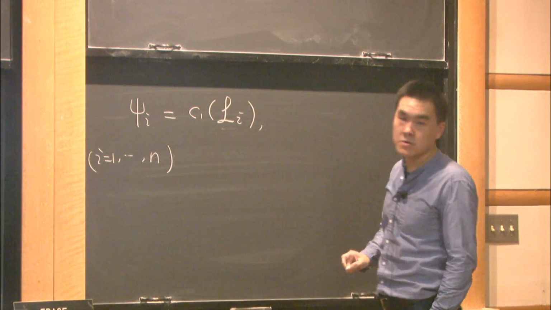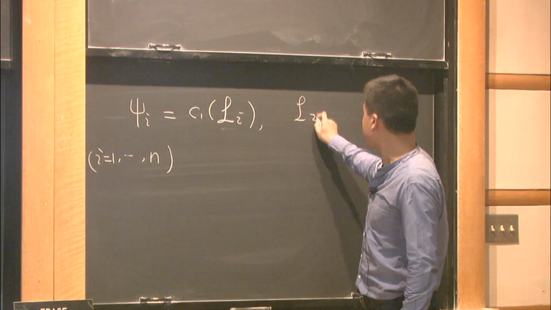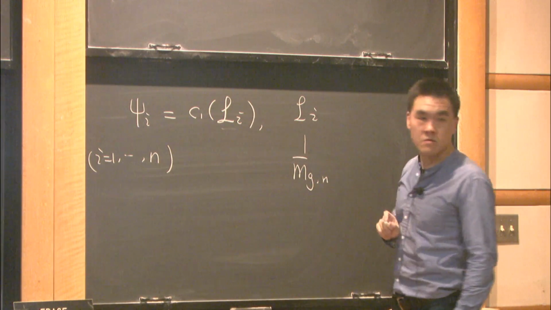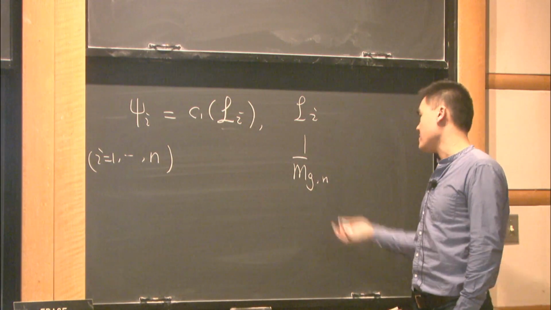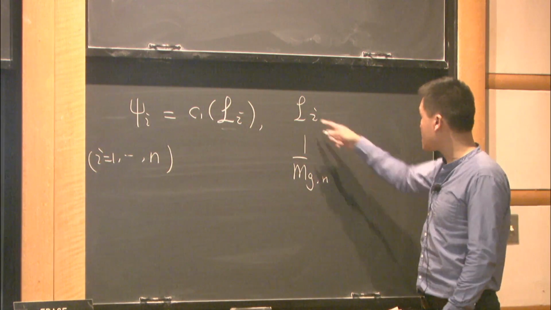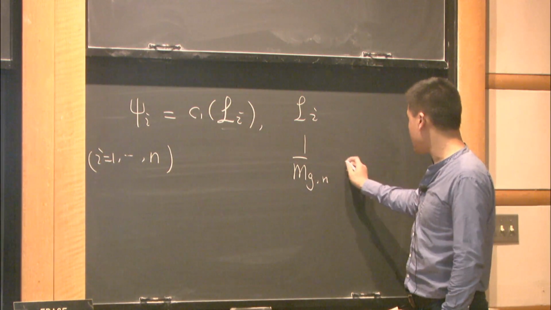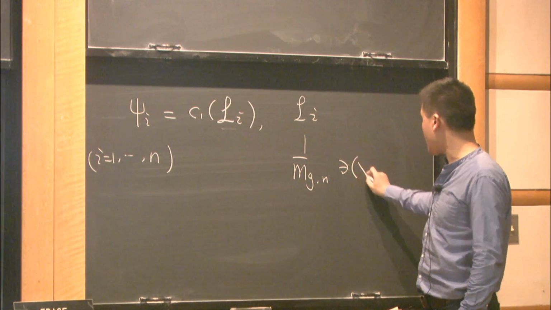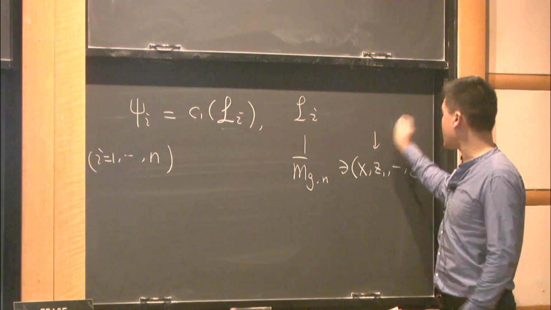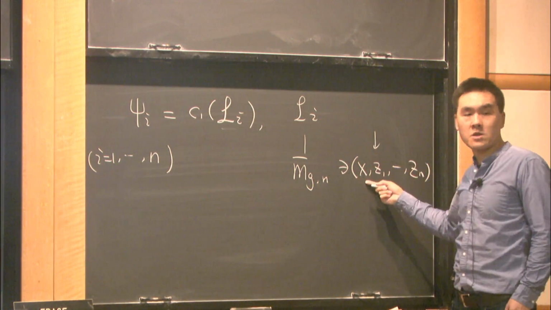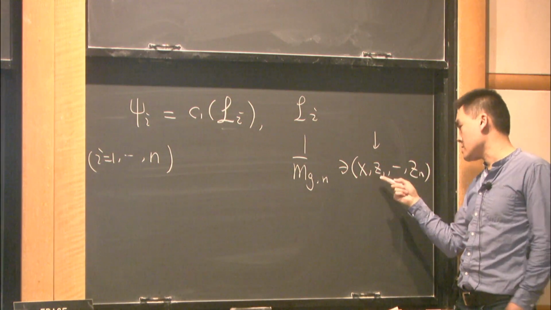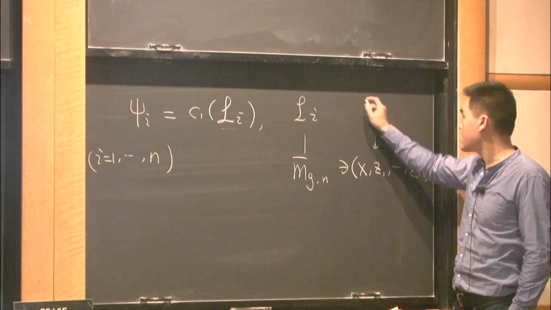So what are these line bundles L_i? So L_i lives on M_{g,n} bar, okay? So the Deligne-Mumford moduli space. If you don't know Deligne-Mumford, just think of the moduli space of Riemann surfaces with n marked points. And the fibers of L_i over each point, suppose I take a point X and z_1 up to z_n, the fiber of L_i is canonically given by the cotangent space of the Riemann surface X associated to the i-th marked point.